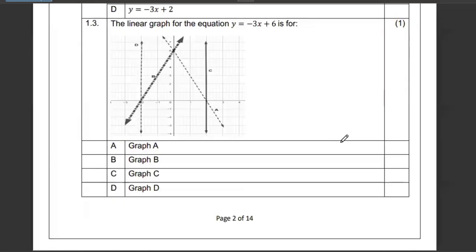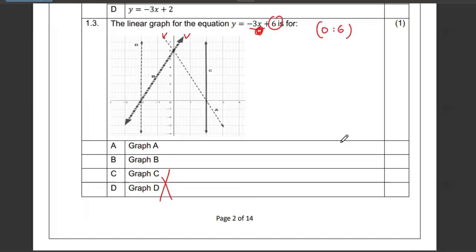1.3, the linear graph for the equation this is, so we have 4 graphs, A, B, C up to D. If you are to draw this, look for the intercepts. If x is 0, y is going to be 6. So x is 0, y is 6. So we only have option B and option A. The rest are out because they're not passing through 6.